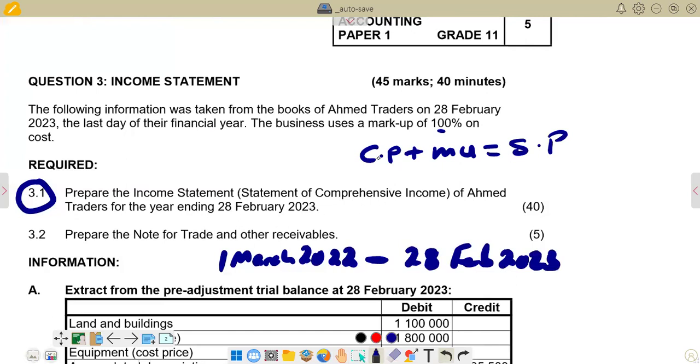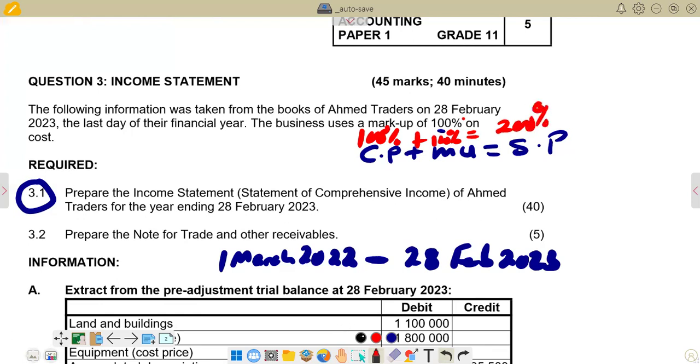So what does it mean? When we represent it in the form of proportions, we'd say that this one is always 100%. And to add the markup depends on the question. What percentage of markup are you given? According to this question, you're given 100% as a markup, which means we've got 100 again here. And it means our selling price, which is our sales, is going to be 100 plus 100, which is going to be 200%.